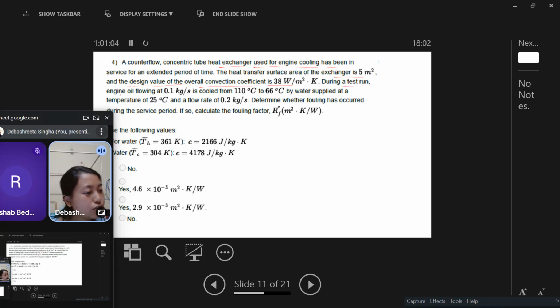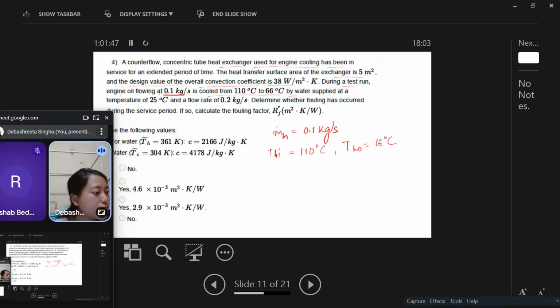During a test run, engine oil flowing at 0.1 kg per second is cooled from this to this. So this is the hot fluid, since it is cooled. So m dot h is equal to 0.1 kg per second. Here you don't need to convert since it is already given per second. It is cooled from 110, that is THI is equal to 110 degrees Celsius. TH naught is 66 degrees Celsius.